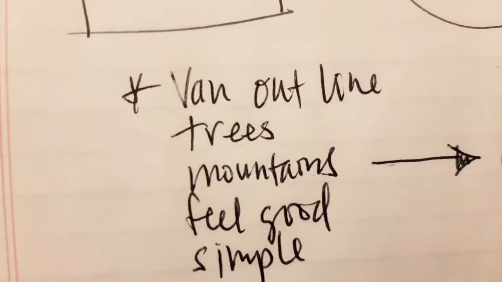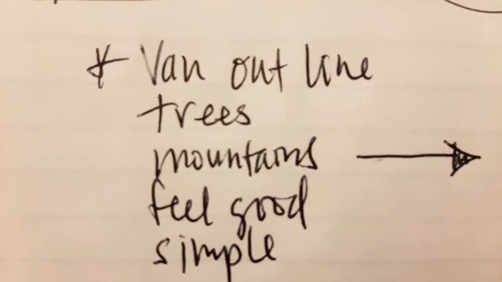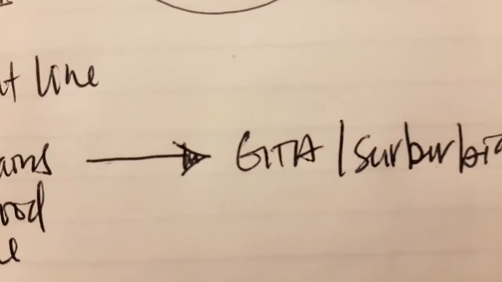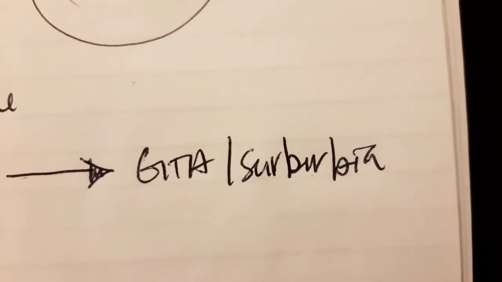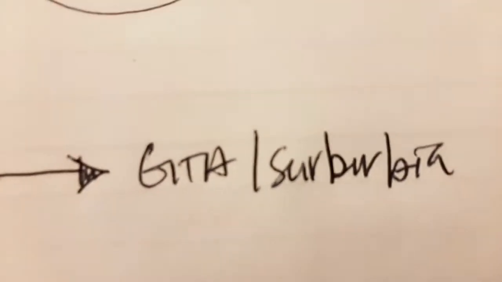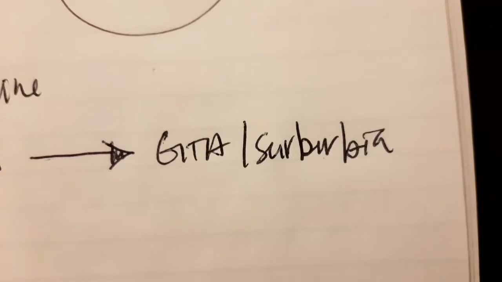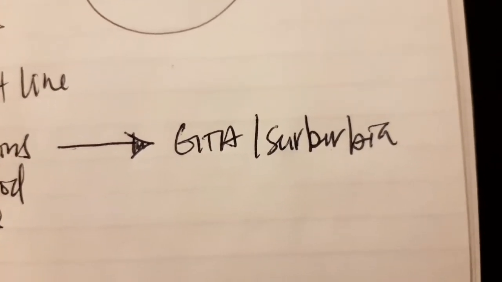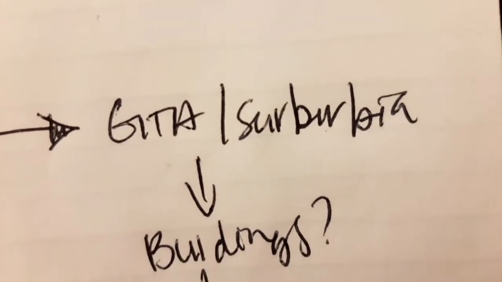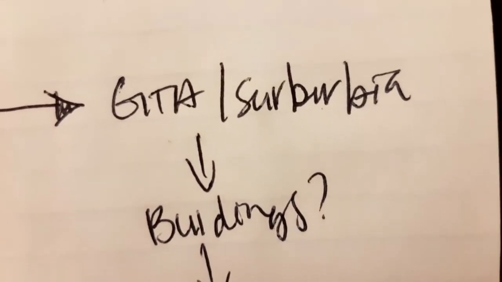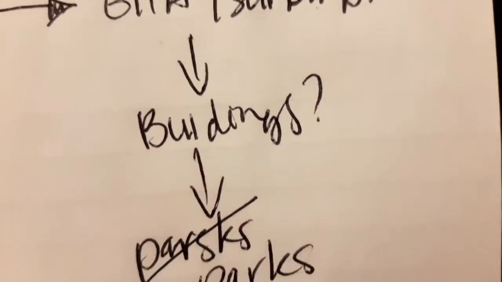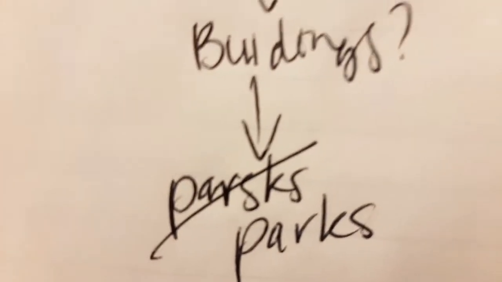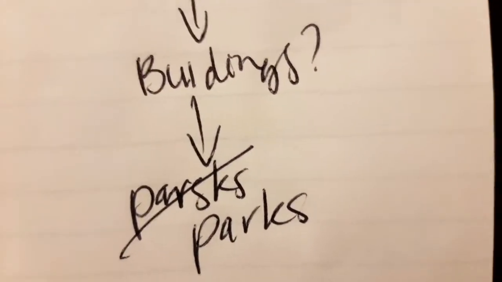Of course, the reality is I don't have mountains where I am. I am in the GTA, the Greater Toronto Area in Ontario, Canada, and I'm usually in suburbia because that's close by where I work. So what exactly am I going to place there? Well, I thought, let's put in some buildings. No, not really. I don't want buildings. Well, how about some parks? Notice I spelled parks wrong.